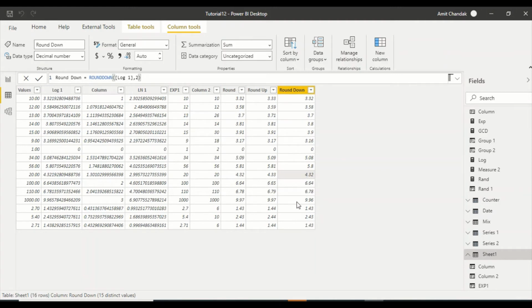So it is always round. A round is either round up or round down depending on the position after the next decimal place. So we are talking about 2, so it is going to be the third decimal place which is going to decide. Okay, so the third decimal place is 5, so it is going to be round up, it's not going to be round down. Okay, so that's round for you.